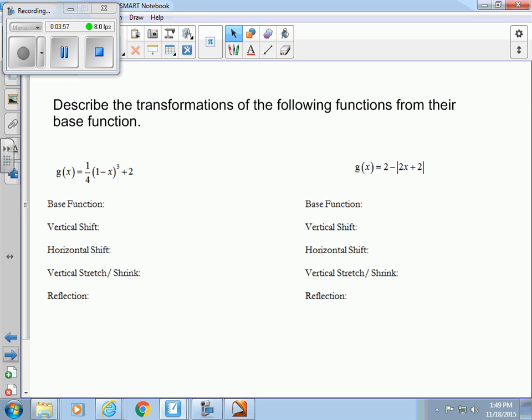This is, yes, I believe it's chapter 5. Maybe 4. No, it's 4. Chapter 4. Yeah, it's chapter 4.